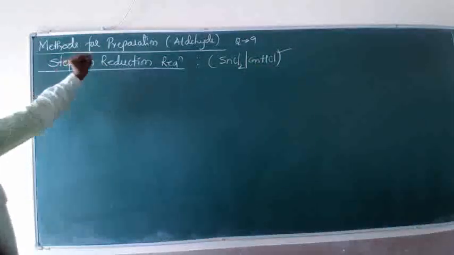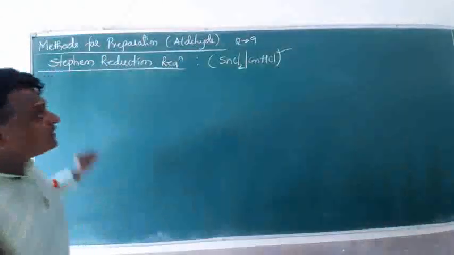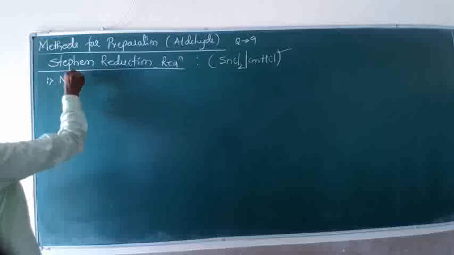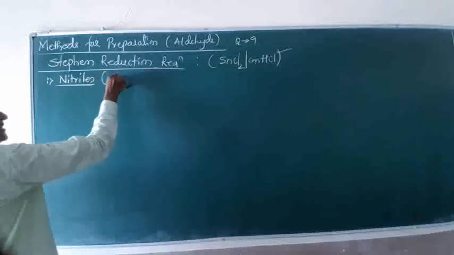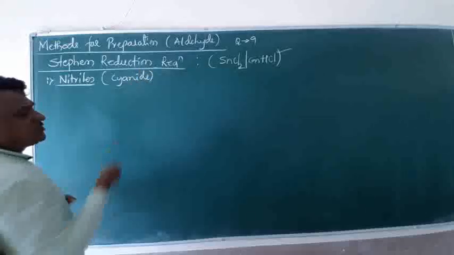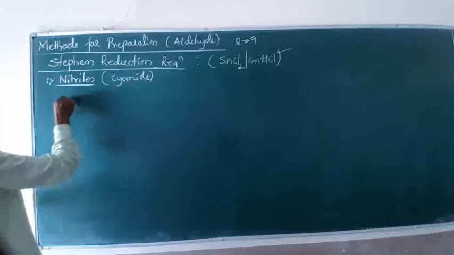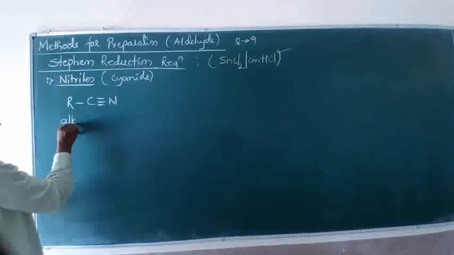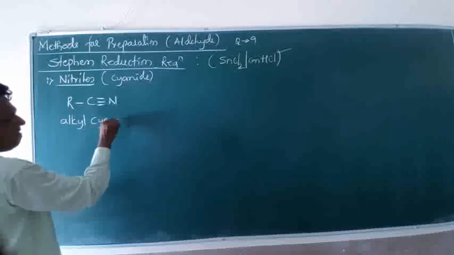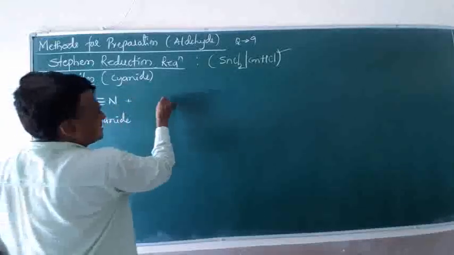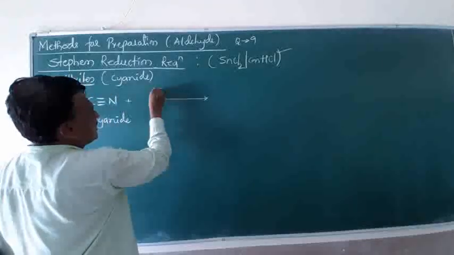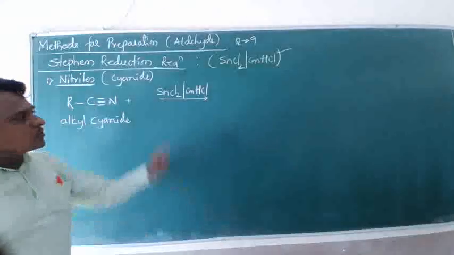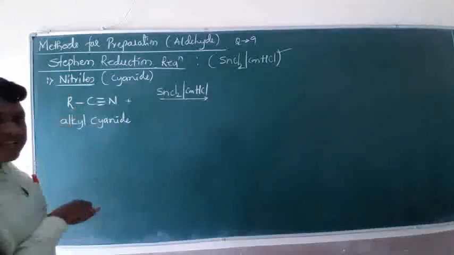Let's start Stephen's reduction reaction. How to form aldehyde using nitriles. Nitriles are nothing but cyanides. We already know nitriles and cyanides. So how to prepare, friends? RCN, this is your corresponding alkyl cyanide. When this alkyl cyanide is treated with tin chloride, SnCl2, in the presence of concentrated HCl, it generates nascent hydrogen.